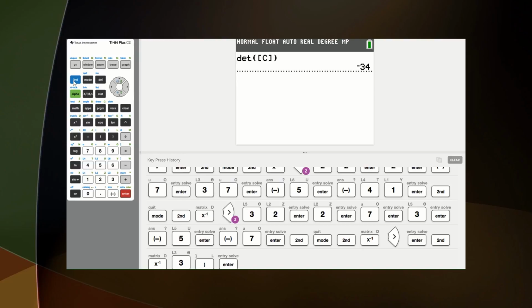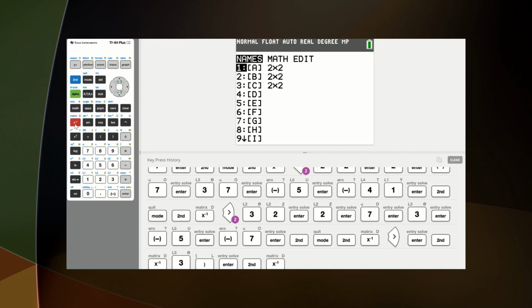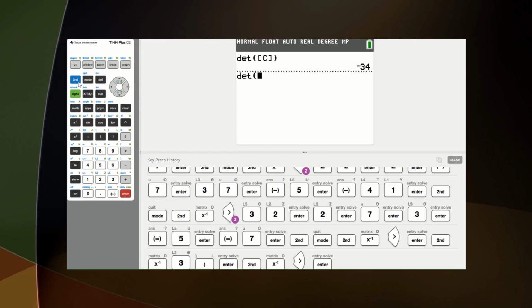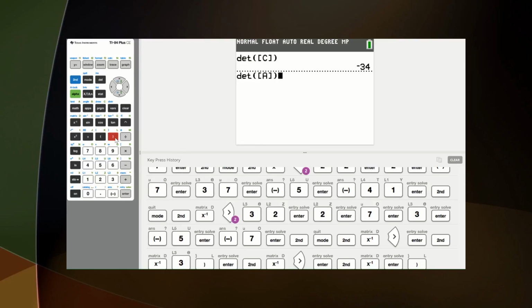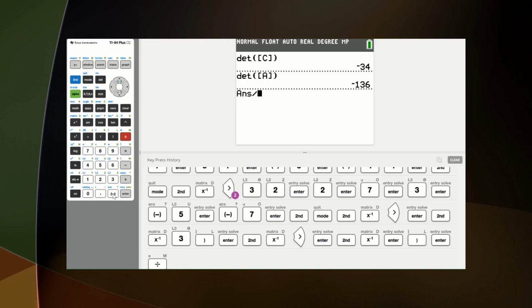Now let's find the determinant for matrix A, which is going to help us find the x value. I hit second matrix, and again I want to find the determinant. This time I'm going to choose matrix A, which is just option 1. Close my parentheses, hit enter. I got negative 136, and I'm going to divide it by negative 34. And so my x value is going to be 4.